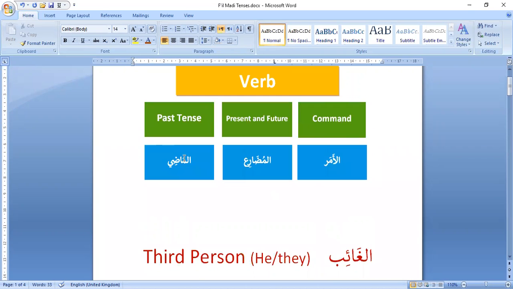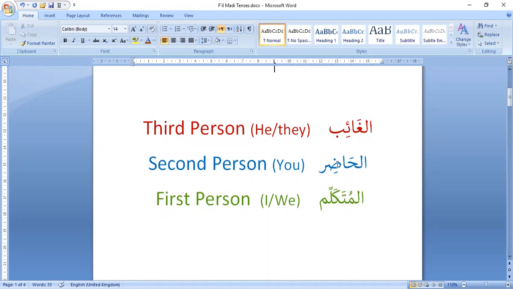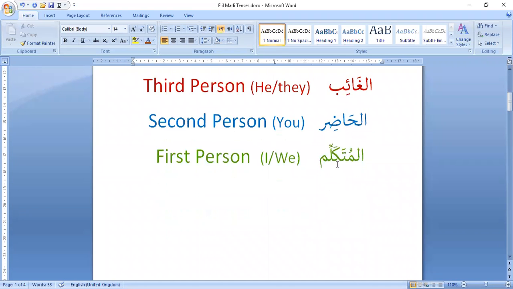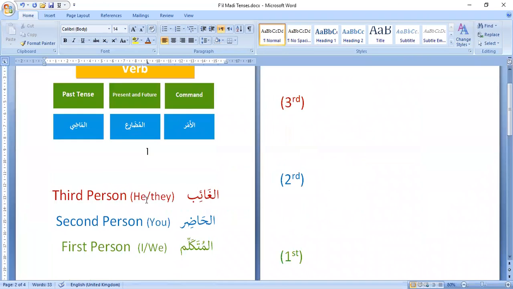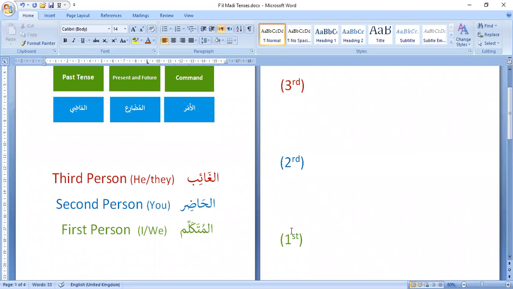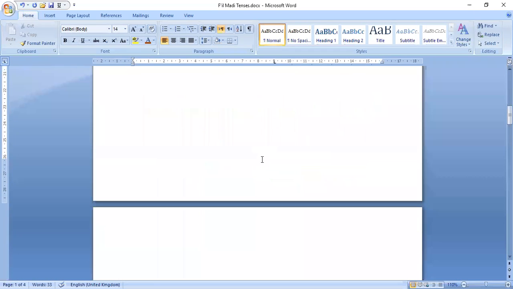Again, come back to it. There's three: Madi, Mudari, Amr. At this moment, we're just going to look at the structure. We've just done that there's ghaib, hadir, and mutakallim. What I want you to do is have a mind map. Third person, second person, and first person. Can we imagine that? Third, second, and first. Then it will branch out. One more time: this is the three, and these are the branches. Third, second, and first. After that, third person is he and so on.